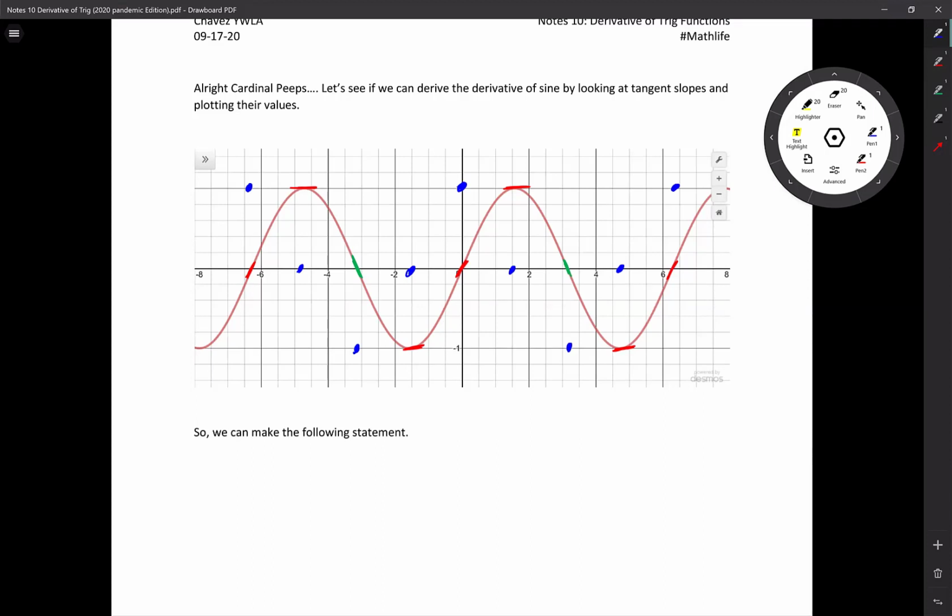All right. What do those blue points look like? What do those blue points look like, guys? Cosine? Yeah. It looks like cosine. Look at that.